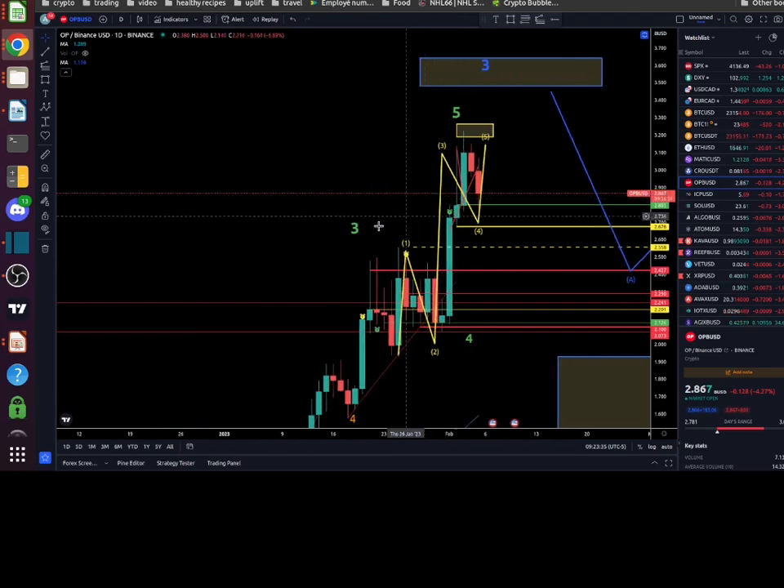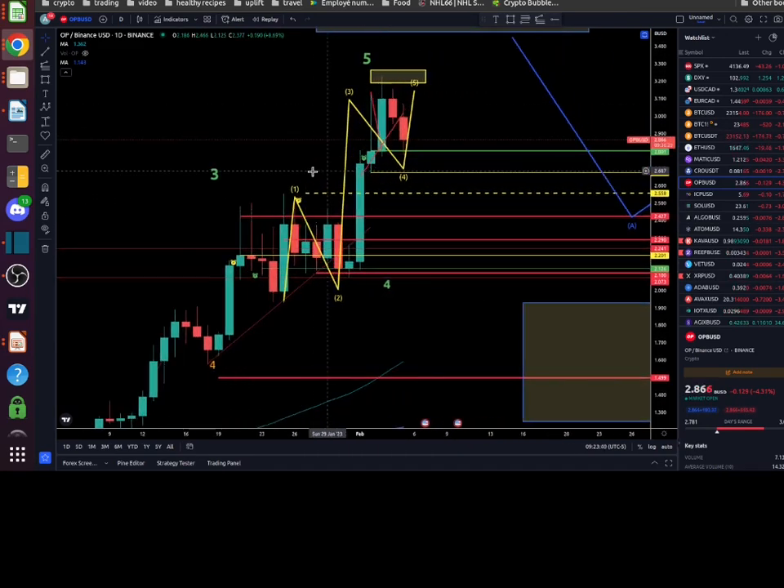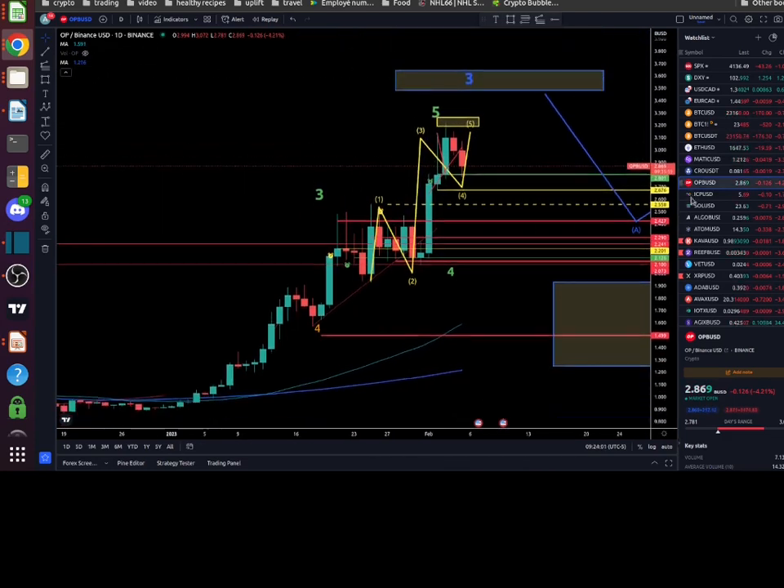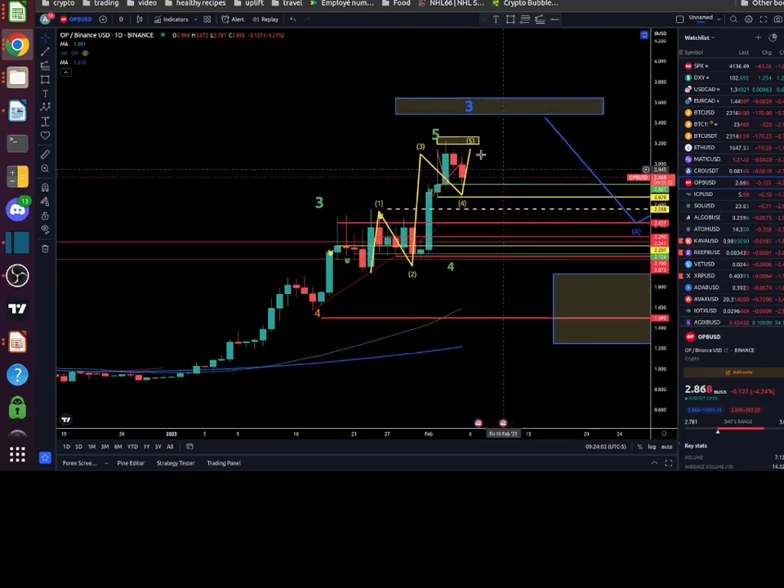So now we said here we completed the third wave. Let me do it a little bit bigger. So this third wave was finished here, and then we're expecting to do this fourth wave, which we reached, and then after the fourth wave, we have this 5th wave, and we actually completed this 1, 2, 3, 4, 5. So the 5th wave is done.